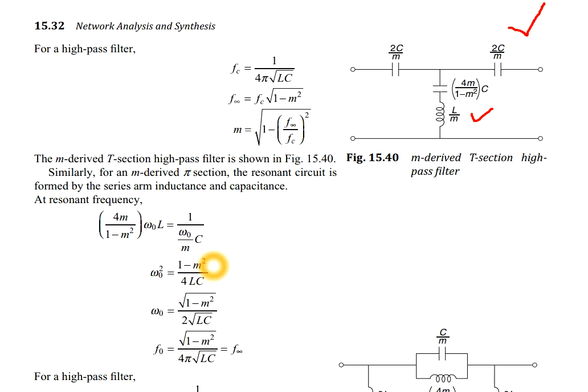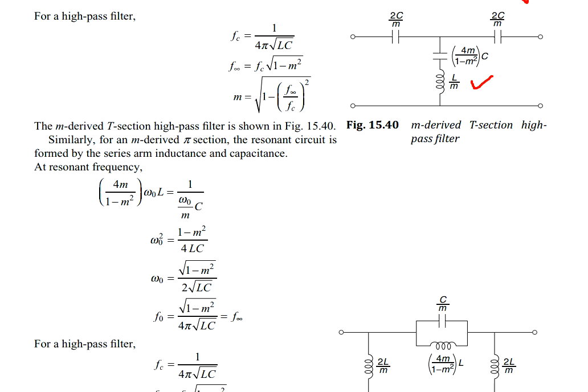Okay, so similarly we can get M derived pi section, and the resonant circuit is formed by the series arm, inductance and capacitance, but it is of parallel resonance. Okay, that is also like that, also you can remember. In the series arm we get, then it will be parallel resonance, that is with respect to pi section, and in case of T section we are going to get resonance in the shunt arm, and that is series resonance, right? I think this is an important thing here to note.